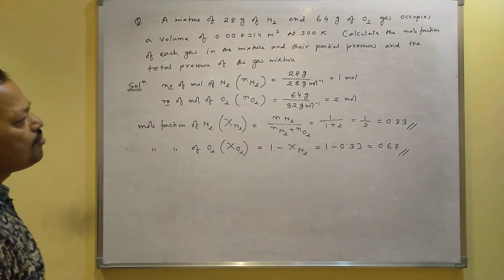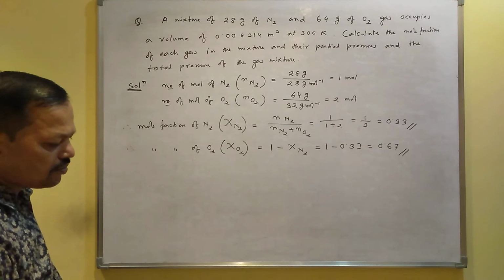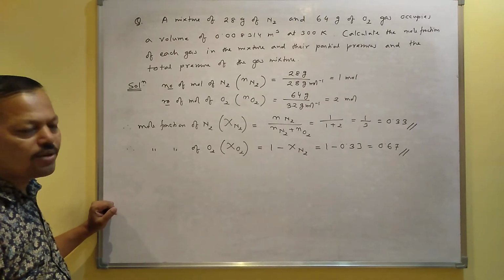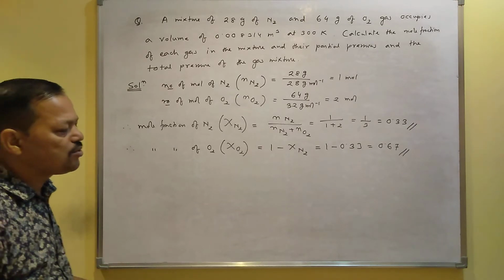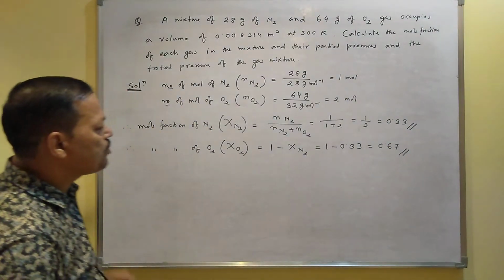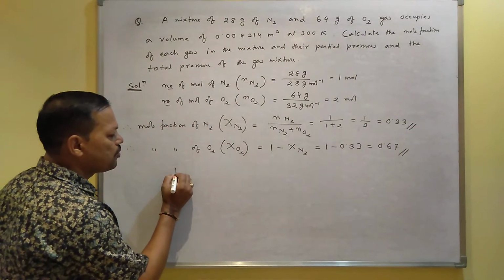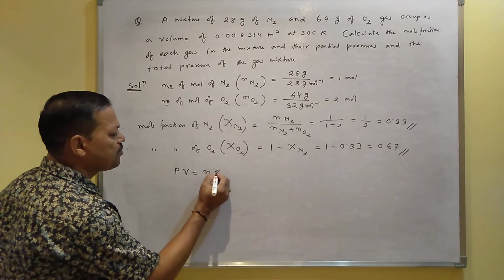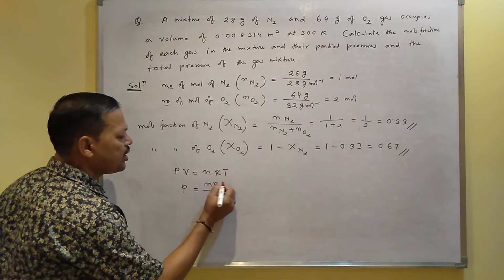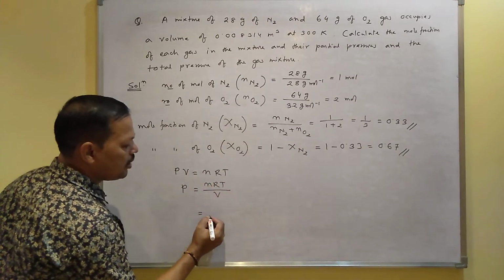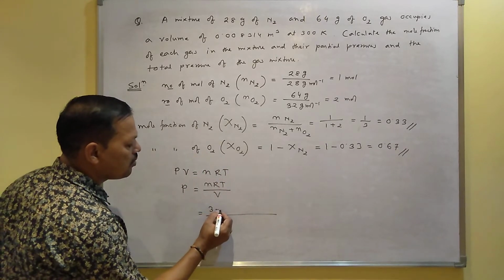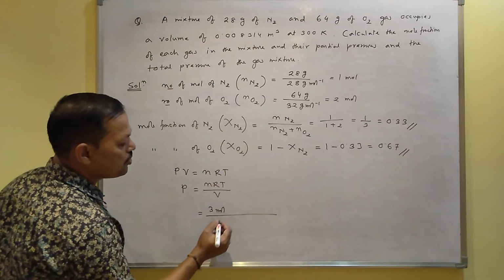Now we will determine the partial pressure. Before determining partial pressure, you should know the total pressure, because you have got the formula: partial pressure of any gas is equal to mole fraction of the gas multiplied by the total pressure. So first we will determine total pressure. As you know, PV is equal to nRT. So the total pressure P is equal to nRT by V. n means number of moles of the mixture: 2 moles plus 1 mole, you will get 3 moles.